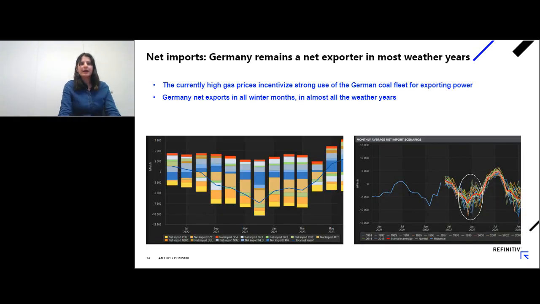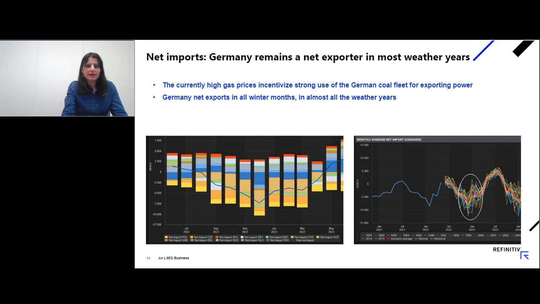Good. As it comes to German exports, and we're focused on Germany again, we have been expecting Germany to turn from net exporter to net importer around this time, now that the nuclear phase out is in the final steps. But what we've been seeing in the last 1 or 2 years is that this flip from net exporter to net importer has been postponed. We also see it postponed beyond this winter.